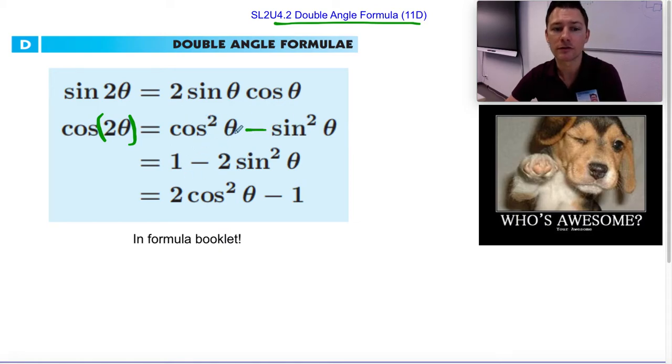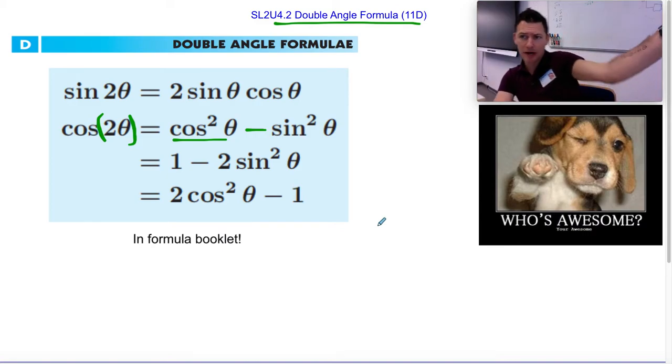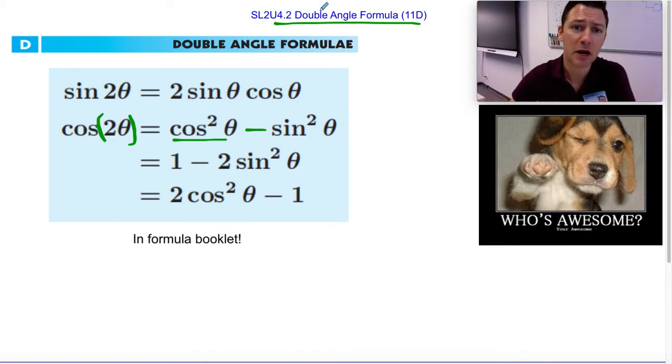And you can do some things with this by substituting in sine squared theta for this. You can get this, or substituting in cosine squared theta minus 1 for this piece, and you get this. So these two are offshoots of this main piece. They're in your formula booklet, or if you want to tattoo them on your arm, that's cool too. Doesn't matter to me, but you should have them at your access.